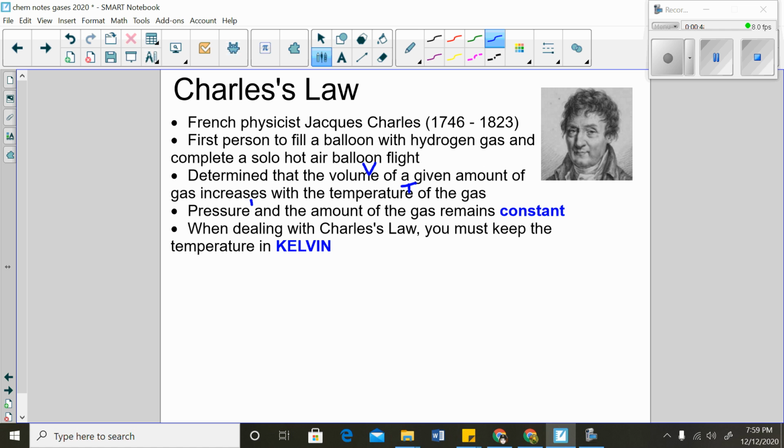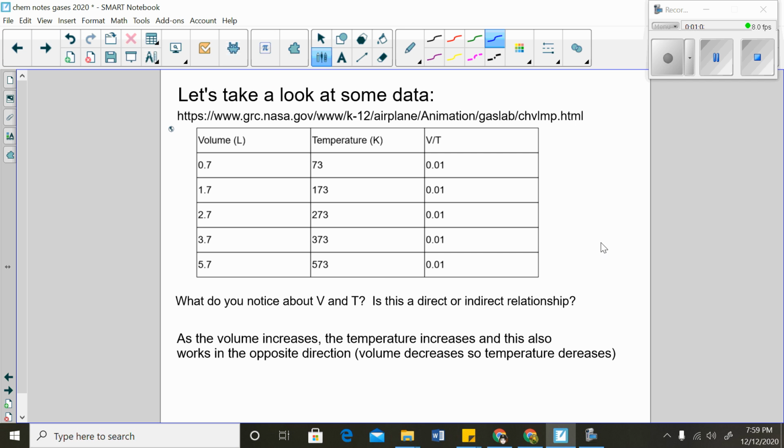Now pressure, P, and the amount of gas, n, remain constant, so P and n are not involved in Charles' law. When dealing with Charles' law, you must keep the temperature in Kelvin. So let's take a look at some data, and then I will show you what the data looks like on the NASA website. So let's just check it out first.